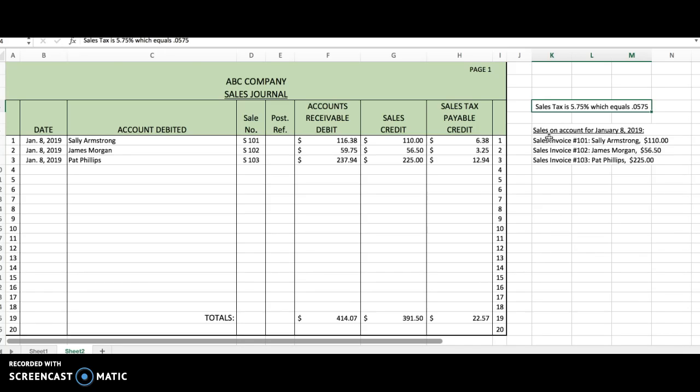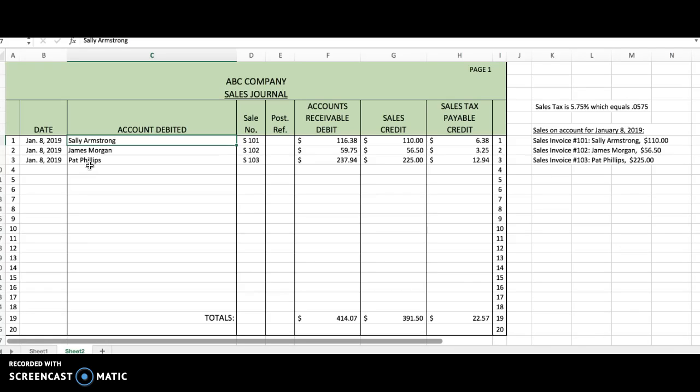So we have three sales on account for this date. Sales invoice number 101, number 102, and number 103 to three different customers. This is how it's journalized. The account debited column is used for the name of the customer. And incidentally, these are not credit card sales. We'll come to credit card sales a little later in the course. But these are people who have accounts with the ABC company.